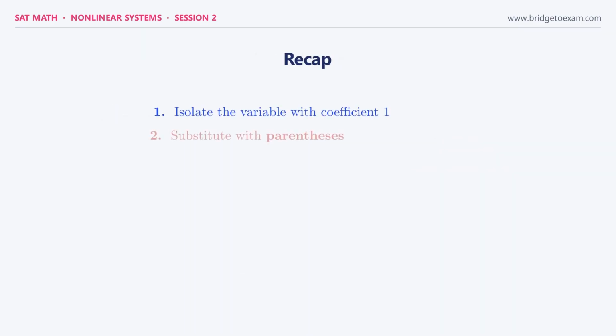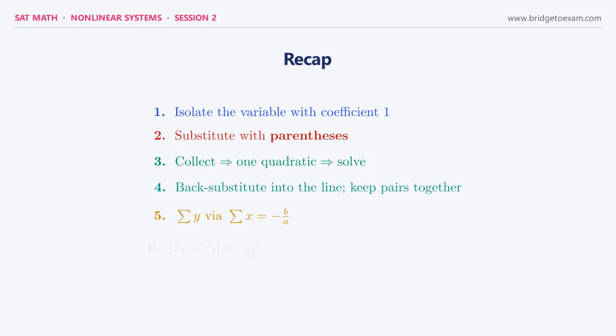Let's recap the method. 1. Isolate the variable with a coefficient of 1, usually y in the linear equation. 2. Substitute it into the other equation, using parentheses around the whole expression. 3. Collect everything on one side to get a single quadratic and solve it. 4. Back-substitute into the simple equation to recover each partner coordinate, keeping the pairs together.